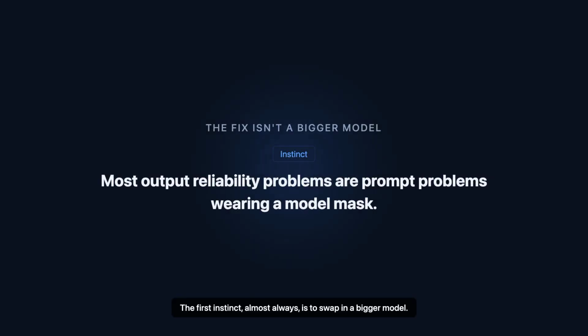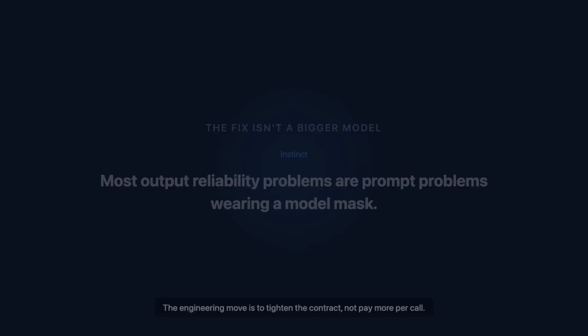The first instinct, almost always, is to swap in a bigger model. More parameters, more reliability, right? Wrong. Most of the time. Output reliability problems are usually prompt problems wearing a model mask. The model is doing what the instructions allowed. If the instructions allow markdown, you'll sometimes get markdown. The engineering move is to tighten the contract, not pay more per call.